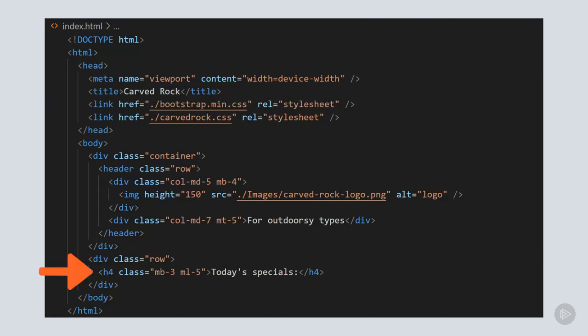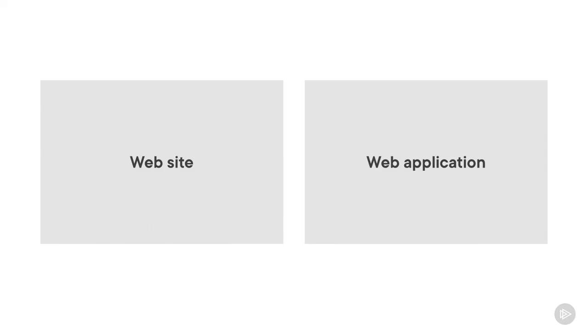Under the header Today's Specials, I now want to list products, and I want customers to click on them to see more details. The products for Carved Rock are in a database, so we need to build functionality to get the products out of the database and somehow render them as part of this web page. The need for this functionality marks the difference between a website and a web application.